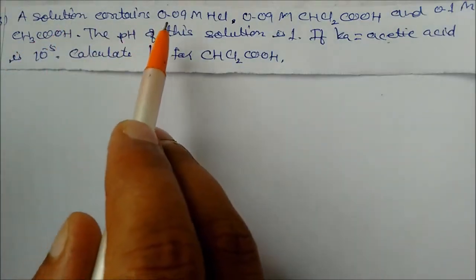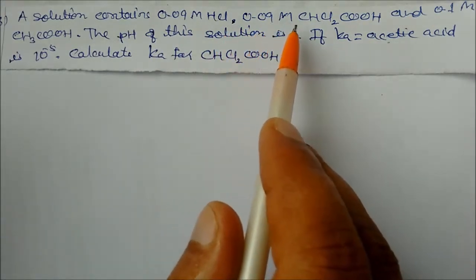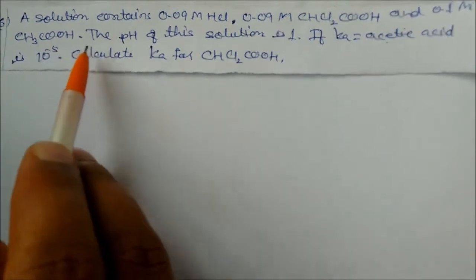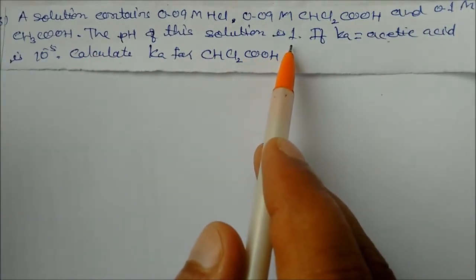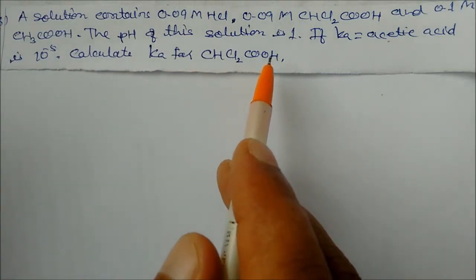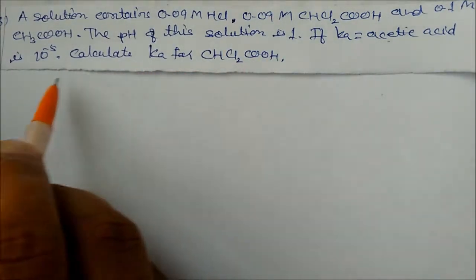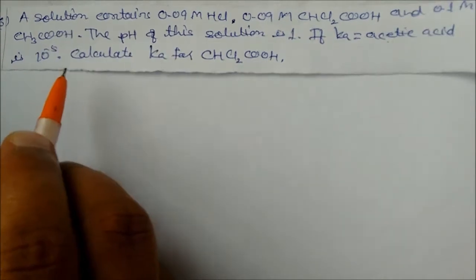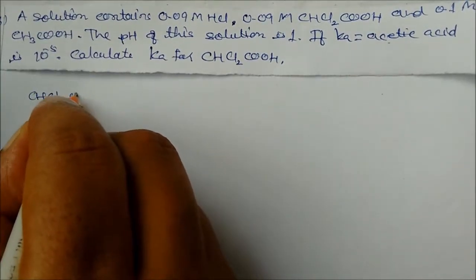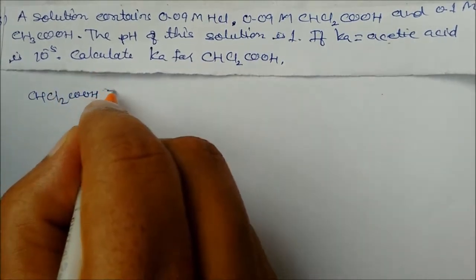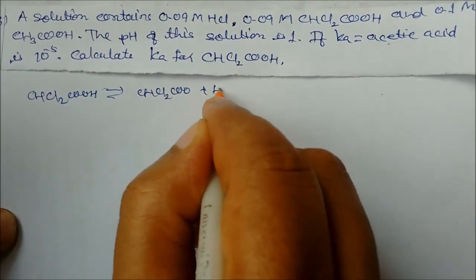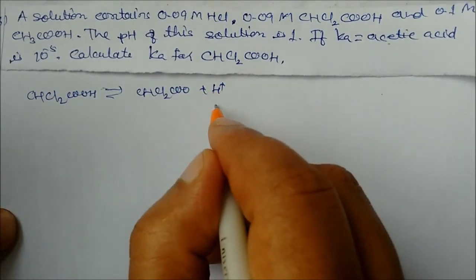A solution contains 0.09 molarity HCl, 0.09 molarity CHCl2COOH, and 0.1 molarity acetic acid. The pH of this solution is 1. So if the Ka of acetic acid is 10 power minus 5, calculate the K for CHCl2COOH. So we have to find the K. So we know each and every value. So first you write it: CHCl2COOH. Okay, this will be equal to how much? CHCl2COO minus plus H plus.